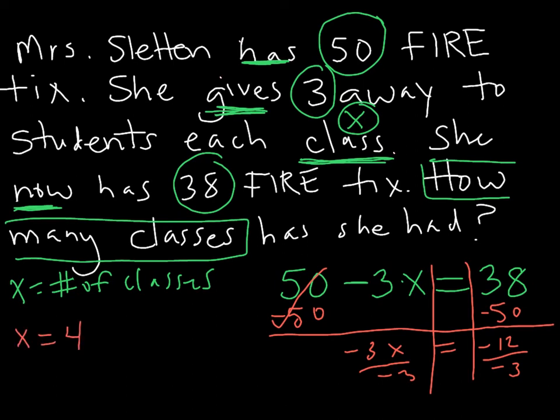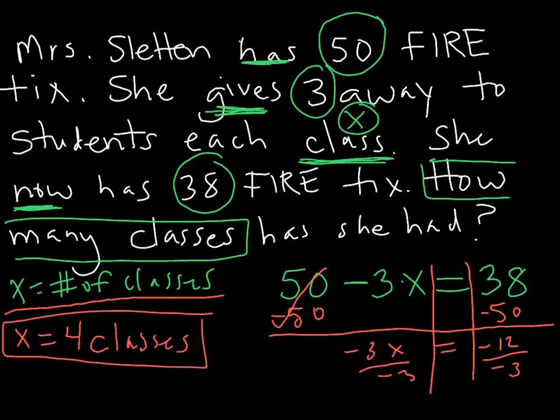And I'm just going to think that through. If Mrs. Sletton starts with 50 fire tickets and she's giving away 3 every class period and she had 4 class periods, that would end her up with 38 fire tickets. So I go back up to here and see what my variable stood for, number of classes. So it's 4 classes. All right, hopefully you guys have a better understanding of solving two-step equations. Have a great day.